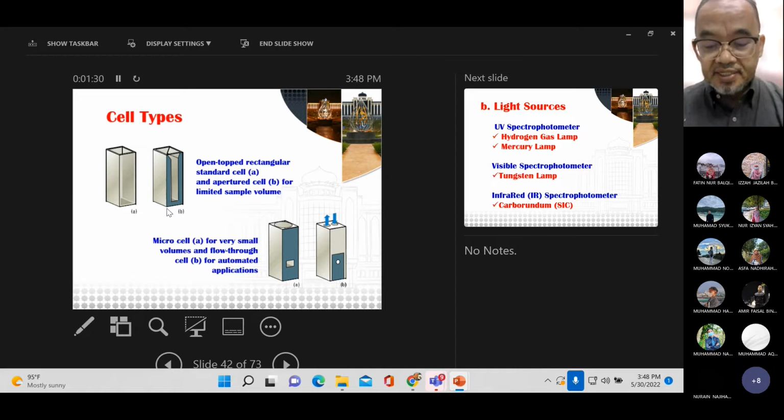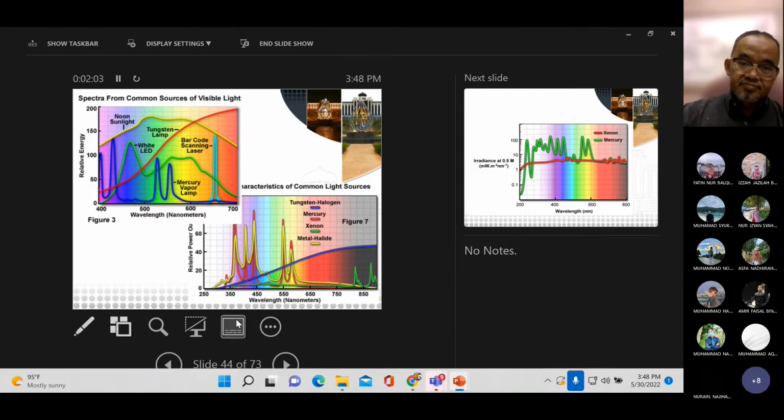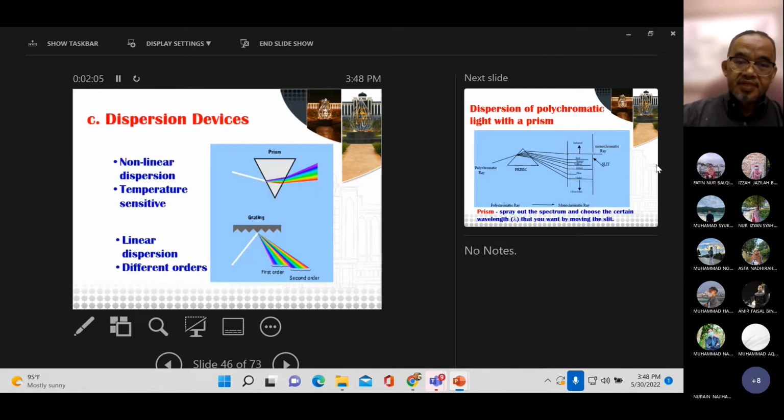And you know the B here actually more or less is the same concept, but here we alter a bit in terms of the volume content. So volume tu dia agak terhad dekat sini. And here actually we can use like a flow through. So we build in the sensor here. And light source, as been said just now, actually we have tungsten for the visible. We can hydrogen lamp or mercury lamp for the UV region. This on the spectrum. The prism does not, you know, the prism.